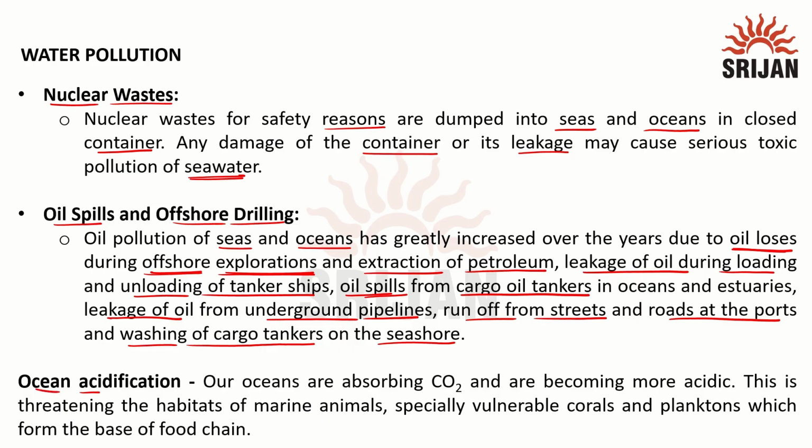Then we have ocean acidification. So our oceans are absorbing CO2 and are becoming more acidic. So this is threatening the habitats of marine animals, especially the vulnerable corals and planktons which are more and more sensitive to the environmental condition. So since they are at the bottom or the primary level in the food chain, if they get affected, the entire food chain will collapse very easily.